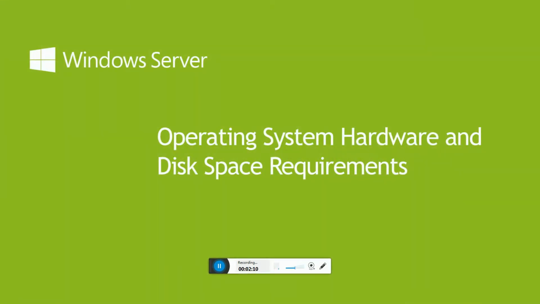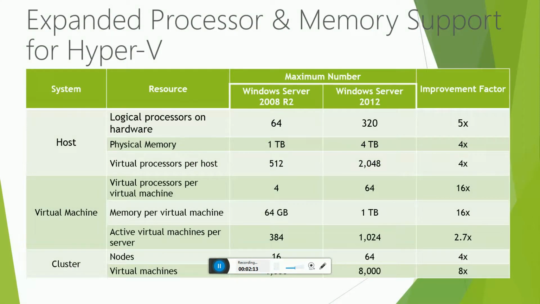Windows Server operating system hardware and disk space requirements. There is expanded processor and memory support for Hyper-V. For the host, logical processors, physical memory and virtual processors: Windows Server 2008 R2 supports 64 logical processors, 1 TB of memory, and 512 virtual processors per host. Windows Server 2012 supports 320 logical processors, 4 TB of memory, and 2,048 virtual processors per host, a 4x improvement. Virtual processors per virtual machine go from 4 to 64, a 16x improvement. Virtual machine memory goes from 64 GB to 1 TB.